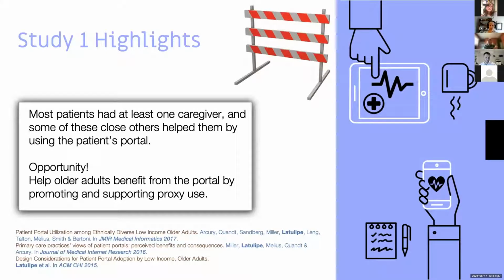What we really found from the study was that almost all of those patients who were older adults had at least one caregiver, somebody who was a close other, who helped them with their healthcare management. And a number of these helped by using the patient's portal. So we saw this as an opportunity. It seems that if we really want people to adopt these patient portals and feel more empowered in managing their healthcare, older adults can really particularly benefit from this, and they might benefit most if we can promote and support the proxy usage of those portals.